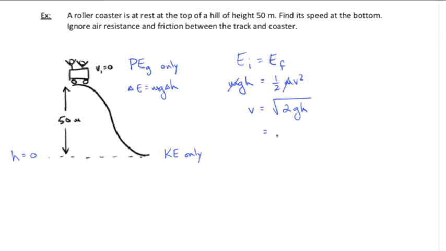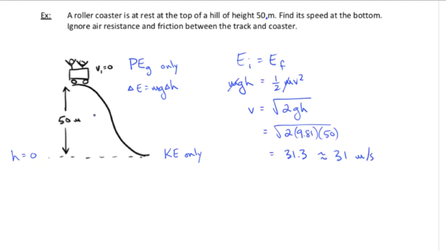If we plug in then 2 times 9.81 meters per second squared times our height of 50 meters and solve, we get 31.3-ish, or to two significant figures, 31 meters per second.